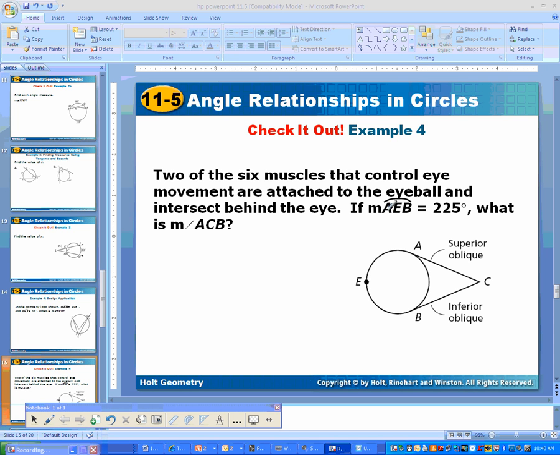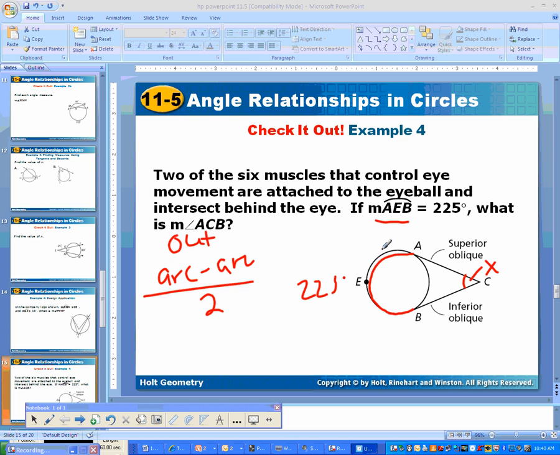That's important. This is major arc. So AEB, this whole thing is 225 degrees. What is measure of angle ACB? So I want to know what this is. And if you notice, this is outside the circle. So what that means is we're going to have to take the arcs and subtract them and then divide it by 2. But we only know what one of the arcs is.